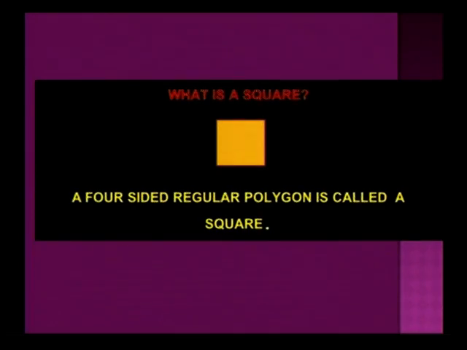What is a square? Do you know what a square is? Okay, I will explain it. A square is nothing but a 4-sided regular polygon. It's called a square. So, what is a polygon? Do you know what a polygon is? Excellent answer. A polygon is nothing but a closed figure which has more than 2 sides. It's called a polygon.